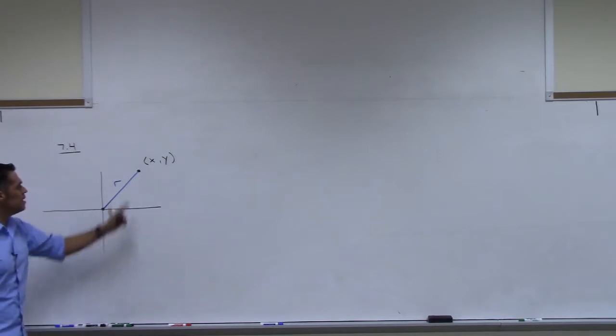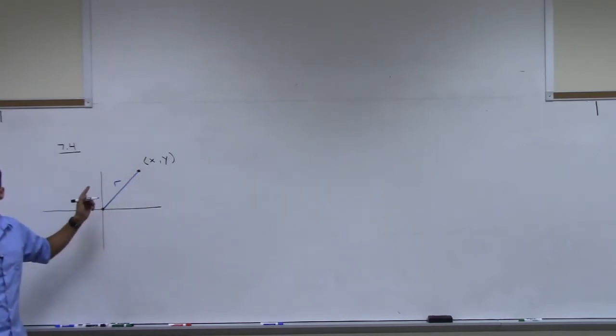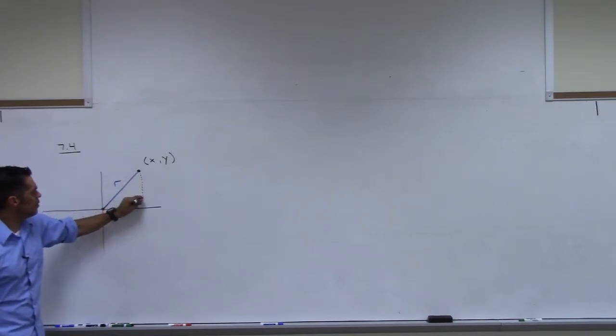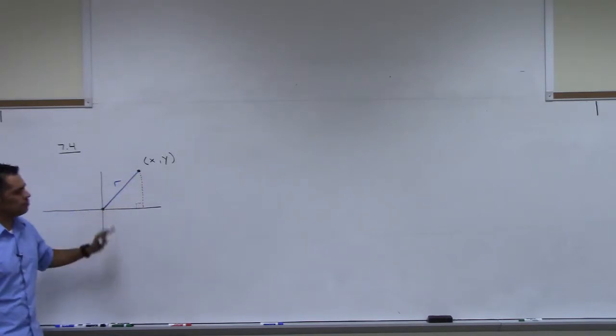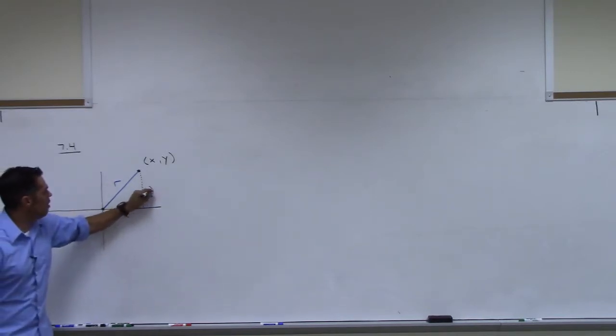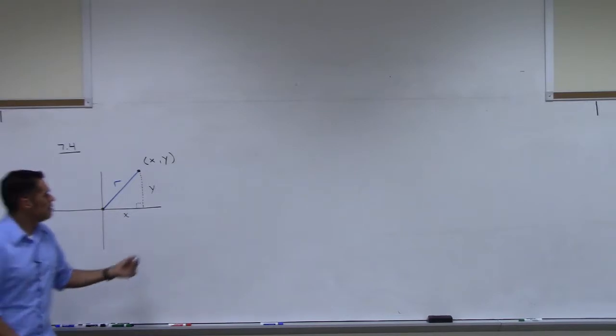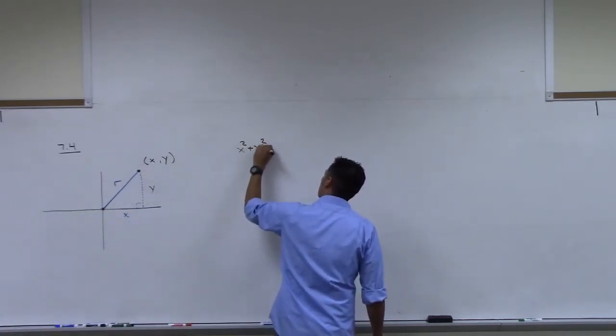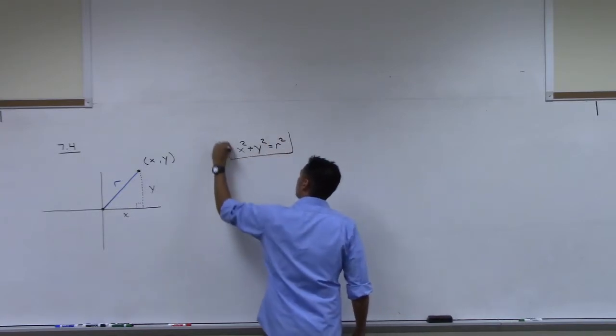What's the relationship between X, Y, and R? Distance formula? Okay, so you could do it off the distance formula, or you could just drop a little right triangle down right now, and you could use Pythagorean, couldn't you? Yeah. You could say this is X, this is Y, and so you would get X squared plus Y squared is R squared. So we have this relationship, right?